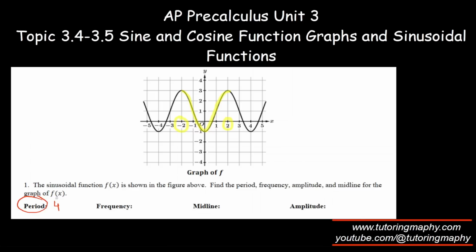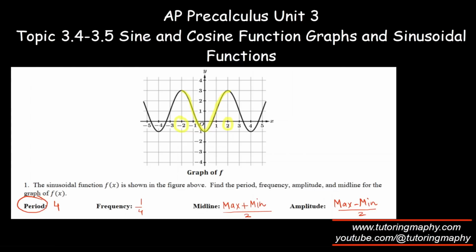Frequency is just the reciprocal of period. So frequency is 1 over 4, or 1 over period. For midline and amplitude, I think it's better that I give you formulas for both. For midline, the formula is maximum value plus minimum value divided by 2. And for amplitude, it is maximum value minus minimum value divided by 2.